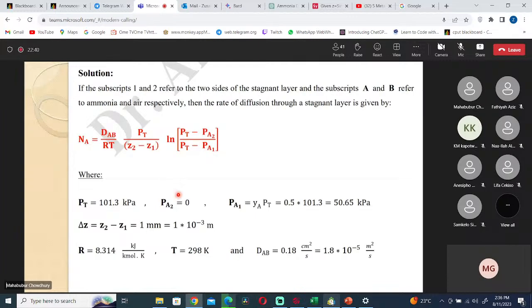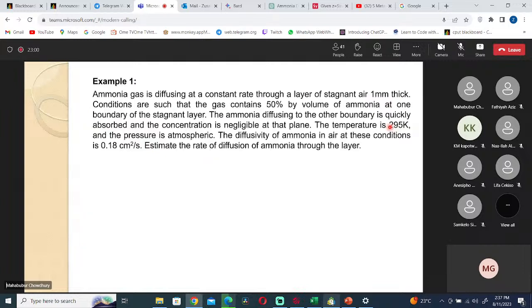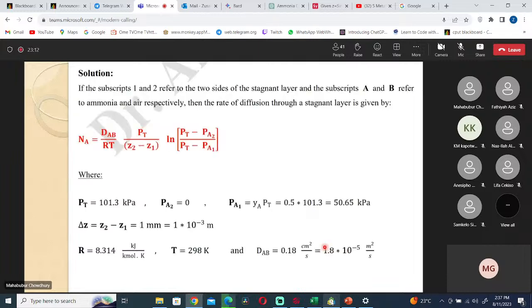How do you know? Okay, the temperature that is given to you is not 298 Kelvin. No, this temperature 298 Kelvin, right? That is how much? 25 degrees Celsius. And your diffusivity DAB is 0.18 square centimeter per second. That gives you 1.8 times 10 to the power minus 5 meter square per second. And if you plug in all the numbers, you should be able to get your answer.